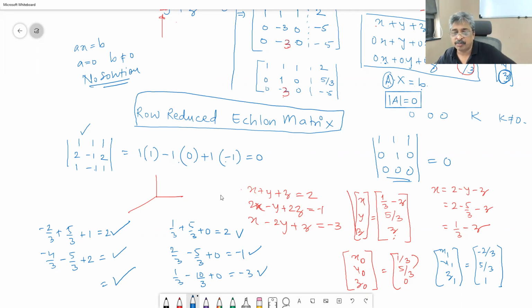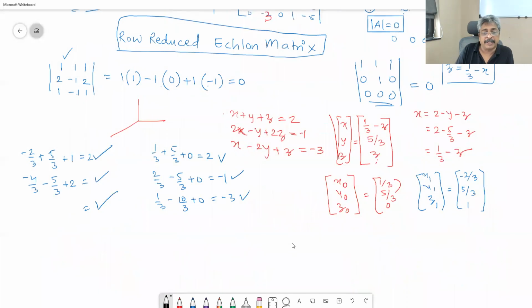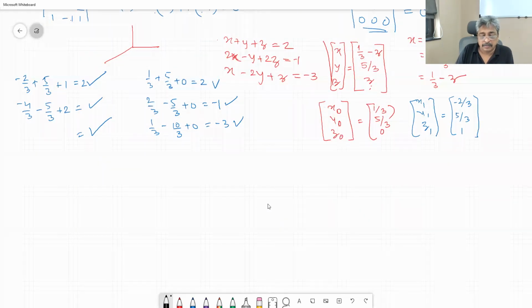Here we have tried to express x in terms of z, but if I want to express z in terms of x, then it will be z is equal to 1 by 3 minus x. So you can have the free variable as x. Okay, now let me give you one more system which I will solve and show you the interpretation. Maybe you also can solve it.